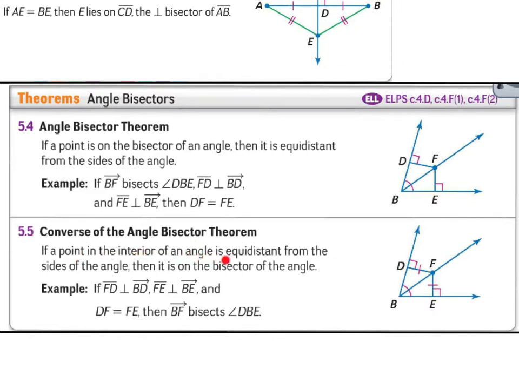And the converse of the angle bisector theorem states that if a point in the interior of an angle is equidistant from the sides of the angle, then it is on the bisector of the angle. So it's basically saying if you have these perpendicular lines here that are congruent to one another, then you can conclude that this was an angle bisector. So yeah, let's get into some examples.